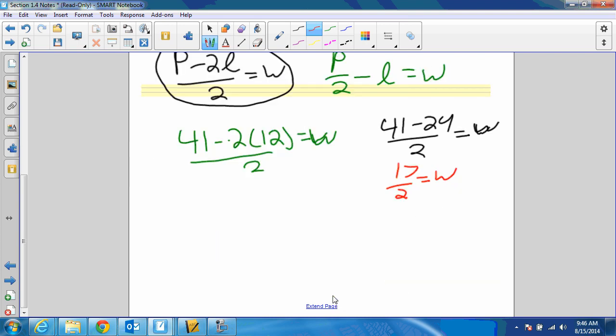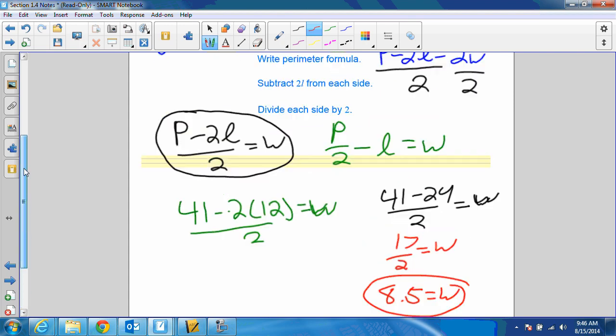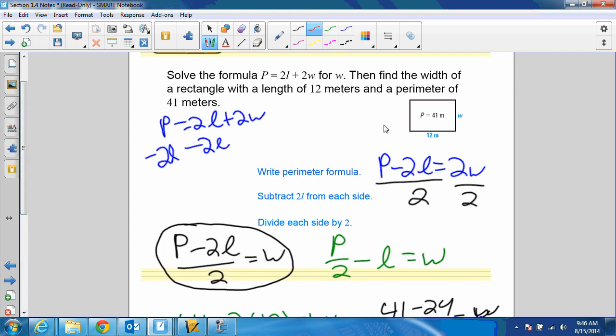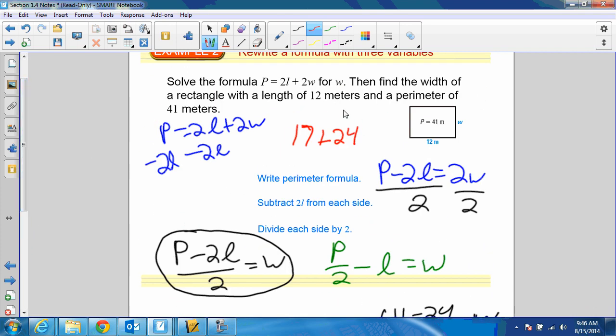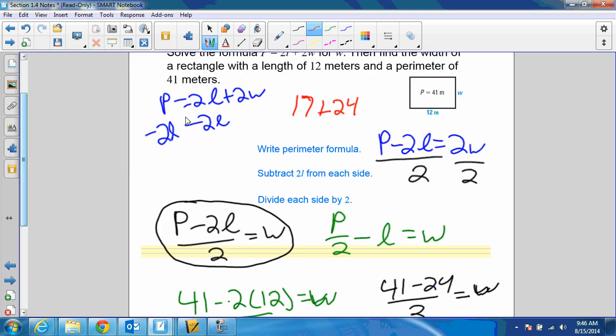And we can reduce that down. 17 divided by 2 is 8.5, so the width would be 8.5 inches. We can always plug that back in and see if it works. 8.5 plus 8.5 is 17. 12 plus 12 is 24. 17 plus 24 does equal 41, so it does work because that finds the perimeter. The main thing is you need to know the perimeter is all the sides added up. You need to know which one's the width and which one's the length, and be able to solve it from there. How wide it is, how long it is, all that stuff.